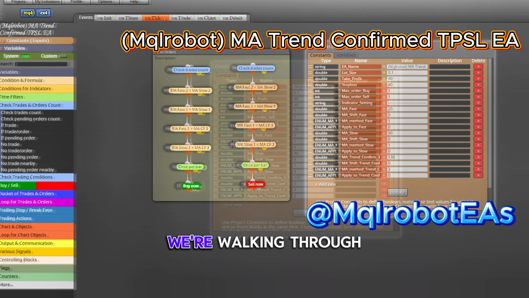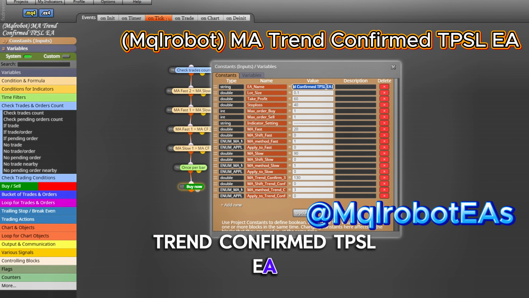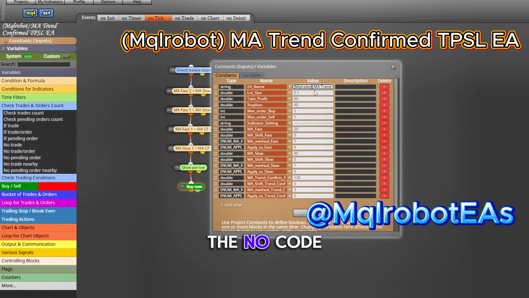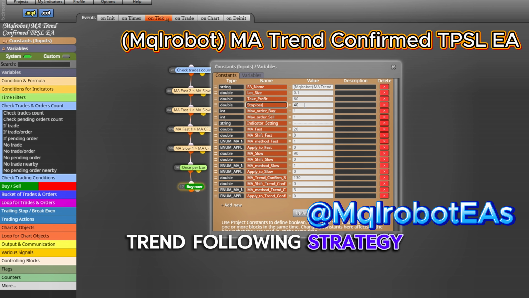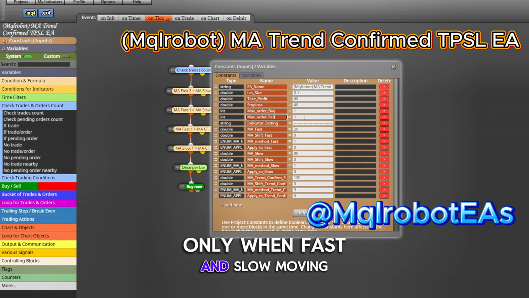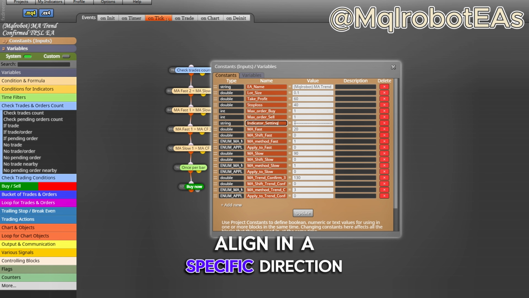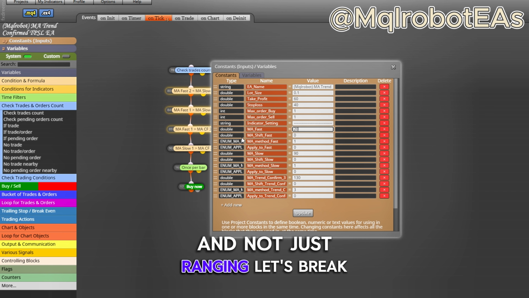In this video, we're walking through the structure of the MA Confirmed TPSL EA, built using FXdreema, the no-code EA builder for MetaTrader. This expert advisor is designed around a classic trend-following strategy using moving averages. It opens trades only when fast and slow moving averages align in a specific direction, confirming that the market is trending, and not just ranging.